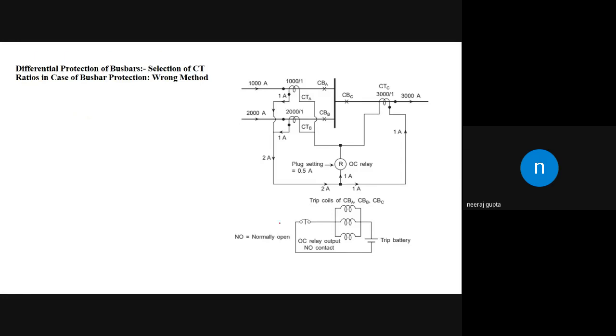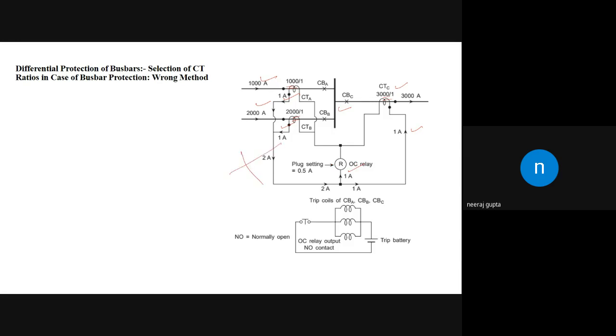Now let us suppose we have the bus bar here, these are the incoming lines, these are the outgoing lines, and the currents are 1000, 2000, and 3000 ampere. If we use CTs of 1000 is to 1, 2000 is to 1, and 3000 is to 1, then each is converted into 1 ampere, and as a result we have a spill current of 1 ampere. So it is the wrong method of connection.